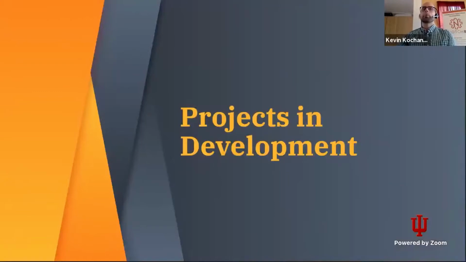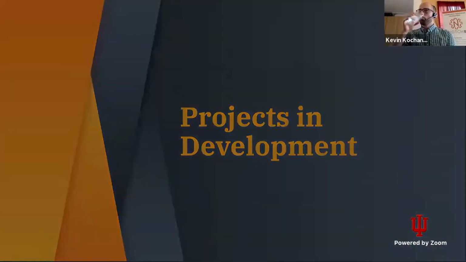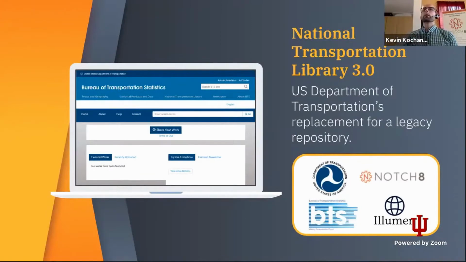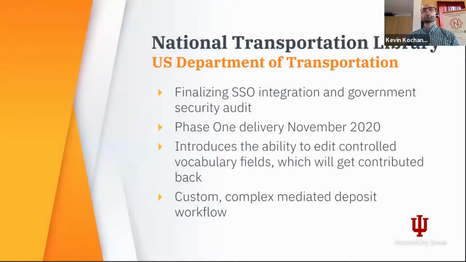A little bit of a recap on those active pilot projects that are currently in development. The National Transportation Library 3.0 is the US Department of Transportation's replacement for a legacy repository. Currently, Notch8 are the lead developers on this, working with Illumin, and we're currently finalizing SSO integration and performing a government security audit. Phase 1 should be delivered next month, which is very exciting.